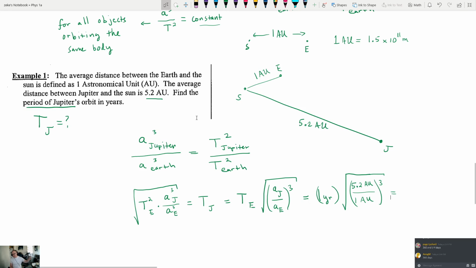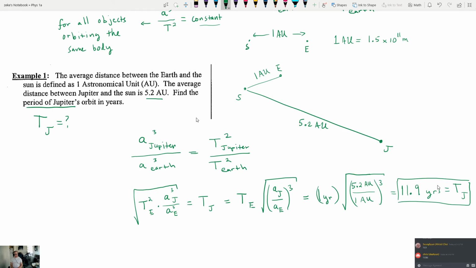What do y'all get if you calculate that? I got 11.9 as well. That means that it takes Jupiter 11.9 years to orbit the Earth, or sorry, to orbit the Sun one time. Okay. Anyone have any questions?